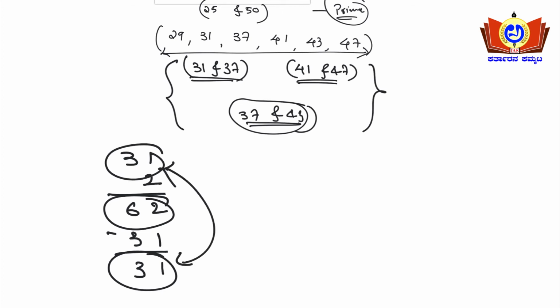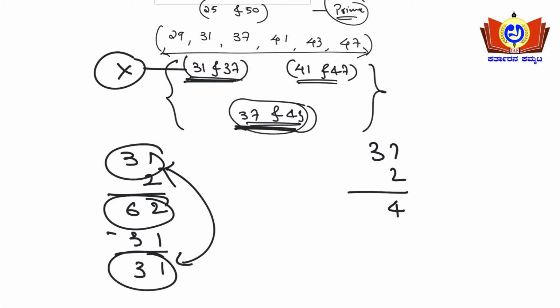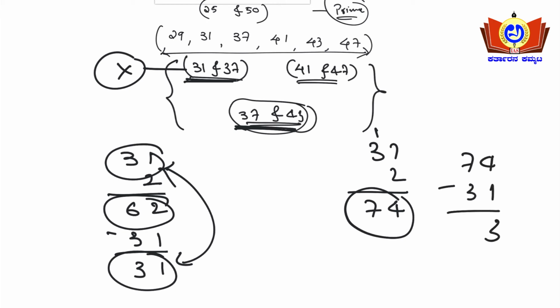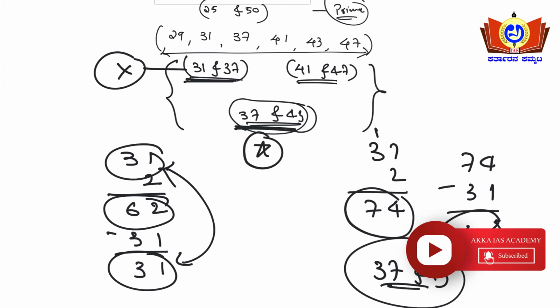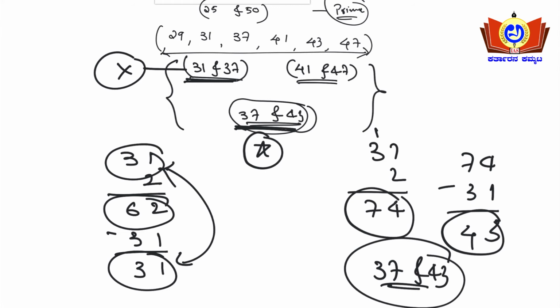So this option cannot be there, the ages of 31 and 37. So we shall consider 37 into 2. 7 twos are 14, 3 twos are 6 and 1, so 74. 74 minus 31 gives 43. So with 37 and 43, the condition is satisfied, my dear friends. So the ages of the younger brother and myself will be 37 and 43 years.